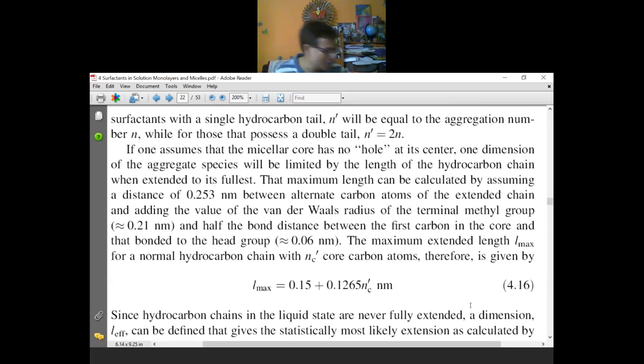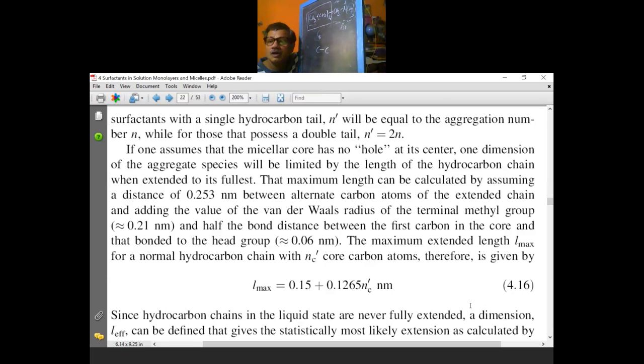What does that mean? In the case of a micelle, how do I get the dimension? If it is a micelle, and I consider one dimension, then the radius is the length of a hydrocarbon chain of the surfactant. Clear? So this is the length of the hydrocarbon chain. Now how does the hydrocarbon chain remain in the solution? Now, what is the carbon-carbon bond length?